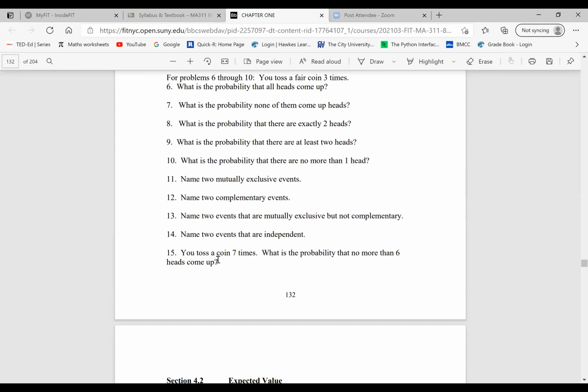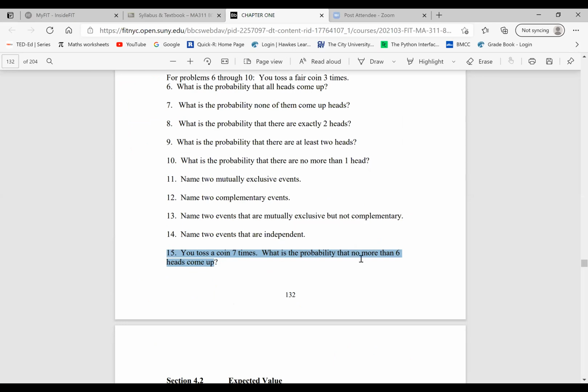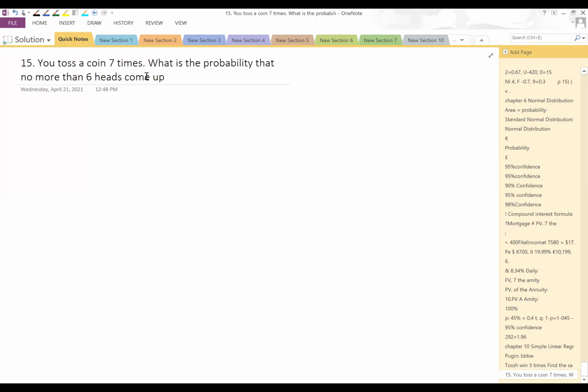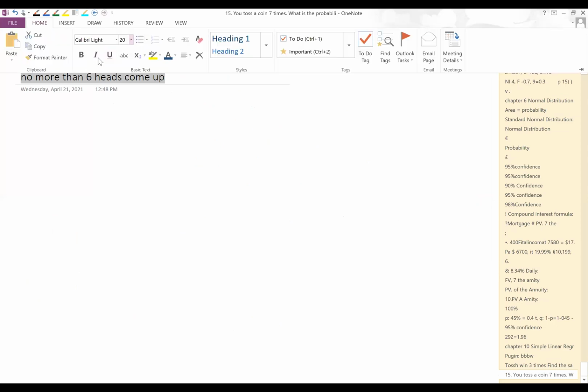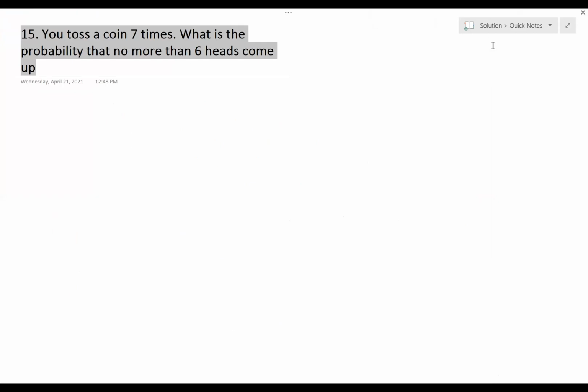And you toss a coin 7 times. And I will go over this one. This one is interesting. So you toss a coin 7 times. Okay, what is the probability then? No more than 6 heads come up. Okay. This one is slightly more complicated, so I will go over this. So that's a, and what we talked about earlier is useful, right? In the previous section. So now toss a coin 7 times, probability of no more than 6 heads.